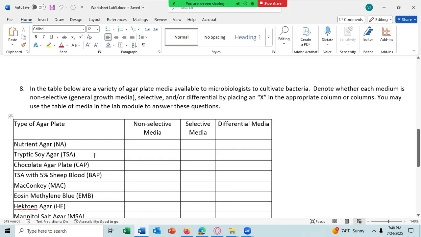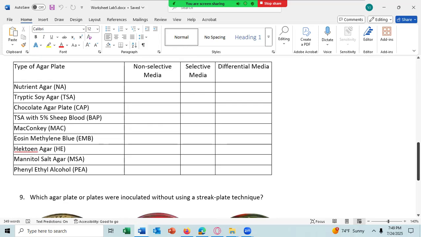So nutrient agar, if you think it's selective, put an X there. If you think it's non-selective, put an X there. If you think it's differential, put an X there. And if you think it is two of them, put two X's in. I'm going to give you a hint here. We never have a media which is both selective and non-selective. And do that for NA, TSA, do that for CAP, do that for BAP, MAC, EMB, HE, MSA, and then PEA. Any questions about number 8?